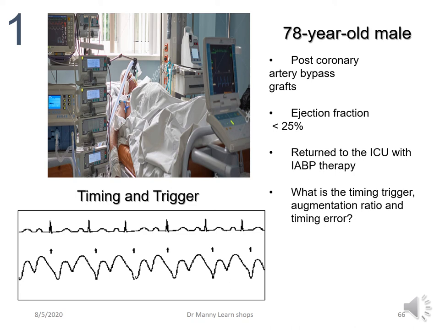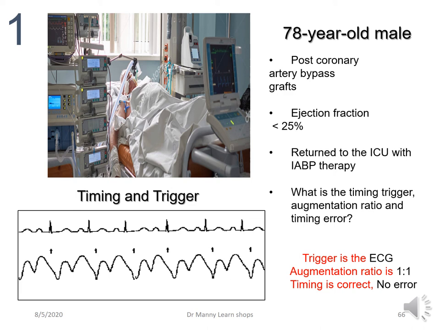It looks like they're in sinus rhythm. ECG at the top, and counterpulsation waveform below. So, the trigger is the ECG. The augmentation ratio is 1 to 1, so inflation and deflation are with each trigger from the ECG. And the timing is correct. Inflation and deflation are at the right place. Inflation is at the dicrotic notch, and deflation is just prior to systole, at the aortic end diastolic pressure. And these are all assisted because it's 1 to 1.